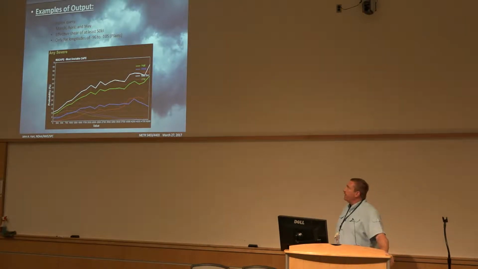Another example output is a complex query. So this is again MU CAPE, but this time I got really complicated. I said, give me only cases in March, April, and May. I only want ones where there was effective shear of at least 50 knots and only in the plains states. And so it changes everything. Now the slopes are a lot different.